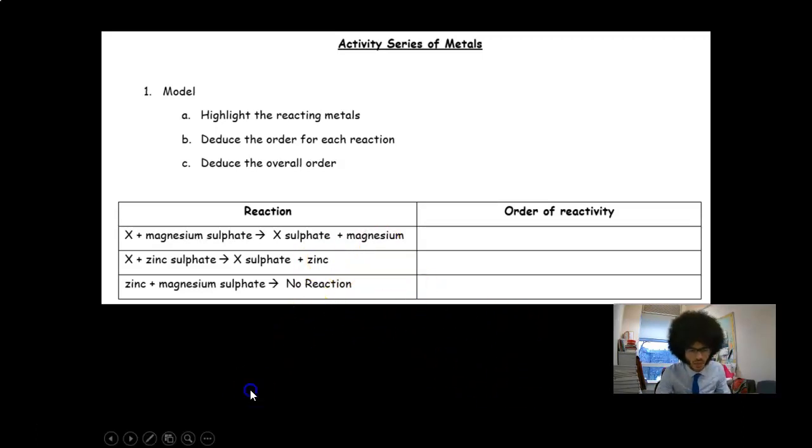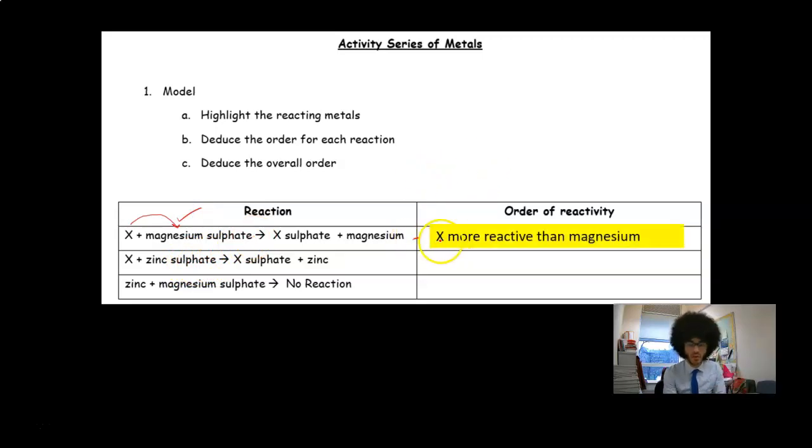If I look at the first reaction, I've got X plus magnesium sulfate makes X sulfate plus magnesium. What that means is that it's a positive reaction. The reaction does proceed, it does go ahead. Because it goes ahead, it's telling me that X can kick out magnesium, which means the reaction is successful. That also tells me that X is more reactive than magnesium. So if I'm starting to construct the order, X is above Mg. That's my first clue, if you like.